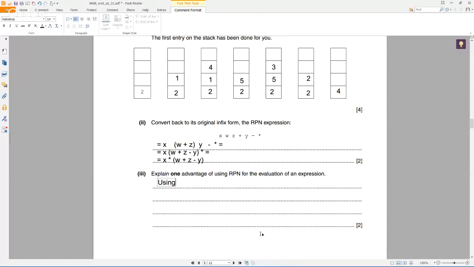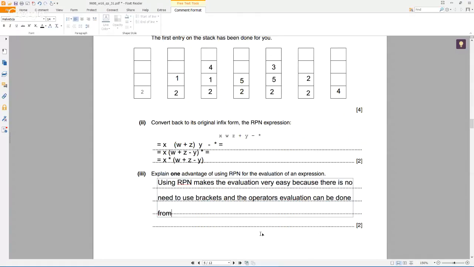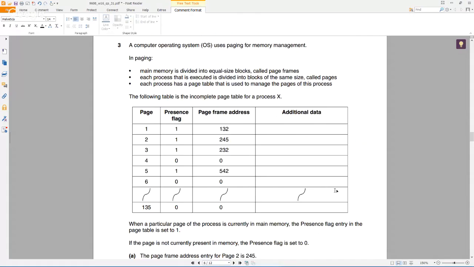So basically, using RPN makes the evaluation very easy, because there is no need to use brackets. As you can see, all the brackets disappear when you have the RPN expression, because it's implicit what the order of the evaluation is, and the operators' evaluation can be done from left to right in a single scan. Okay, excellent. Move on.